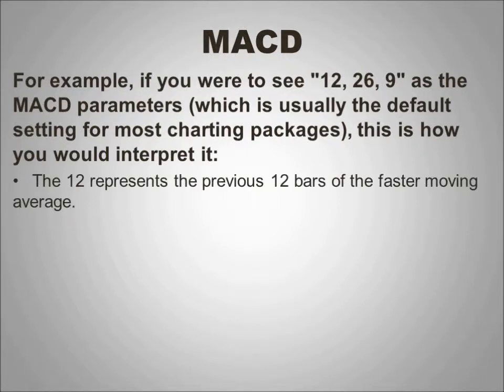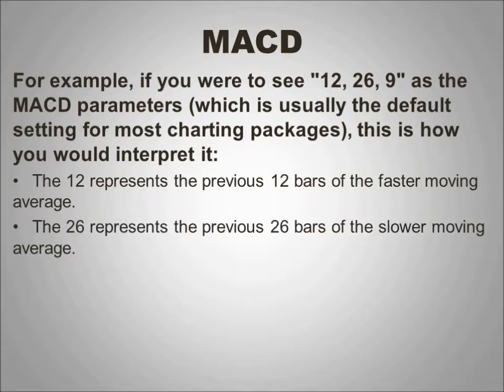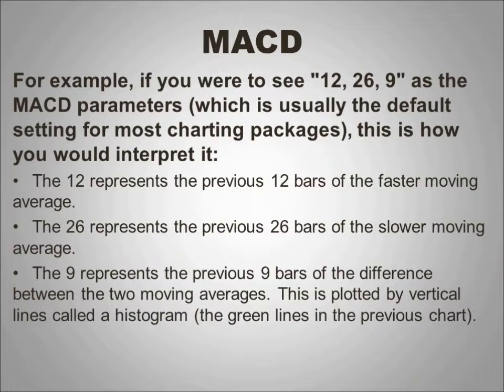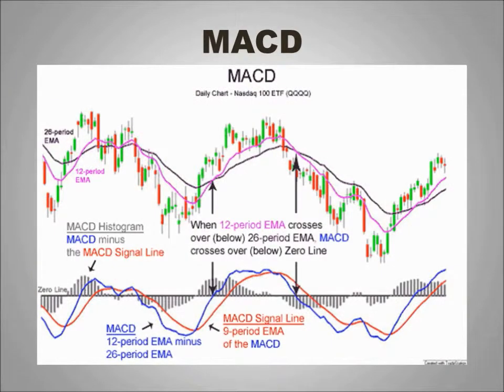So the number 12 is for the 12 period moving average. The 26 is for the slow moving 26 period moving average, and the 9, that will be the number of trading periods indicated on the histogram. So again, here's what everything looks like, and notice that the purple line is the faster moving average, the black line is the slower moving average, and then on the bottom, the blue line is the 12 period EMA minus the 26 period moving average.